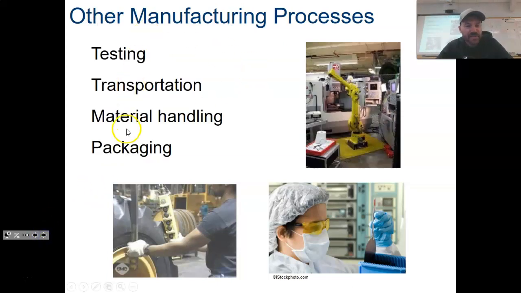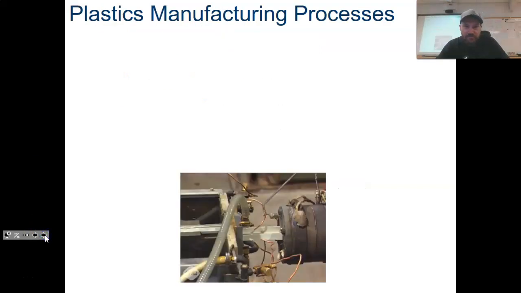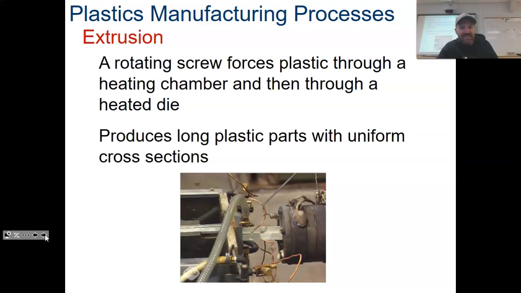Testing, transportation, material handling, and packaging. Material-specific manufacturing processes, plastic processes, ceramic processes. There are definitely very specific things that we do to very specific materials to work with them. With plastics, one of the big ones is extrusion.